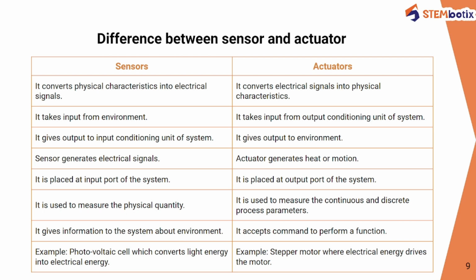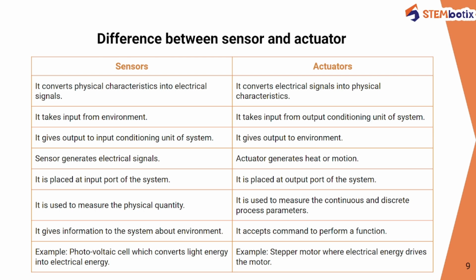The sensors are used to measure the physical quantities, whereas the actuators are used to measure the continuous and discrete process of a parameter. Now, the sensor gives information to the system about the environment, whereas the actuators accept commands to perform a specific function. So an example of a sensor is a photovoltaic cell, which converts the light energy into electrical energy.